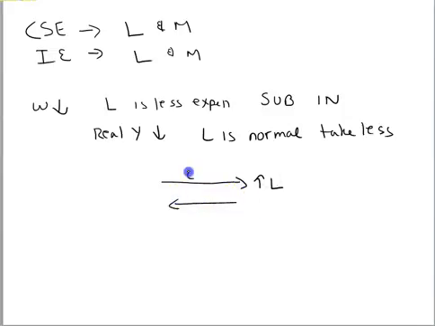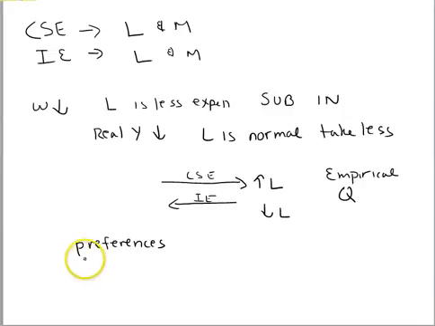So the consumption substitution effect, saying increase leisure, goes against the income effect, which says take less leisure, and ultimately the answer is an empirical question that depends on preferences and the size of the wage decrease. Seems pretty complicated. Let's do a wage increase.